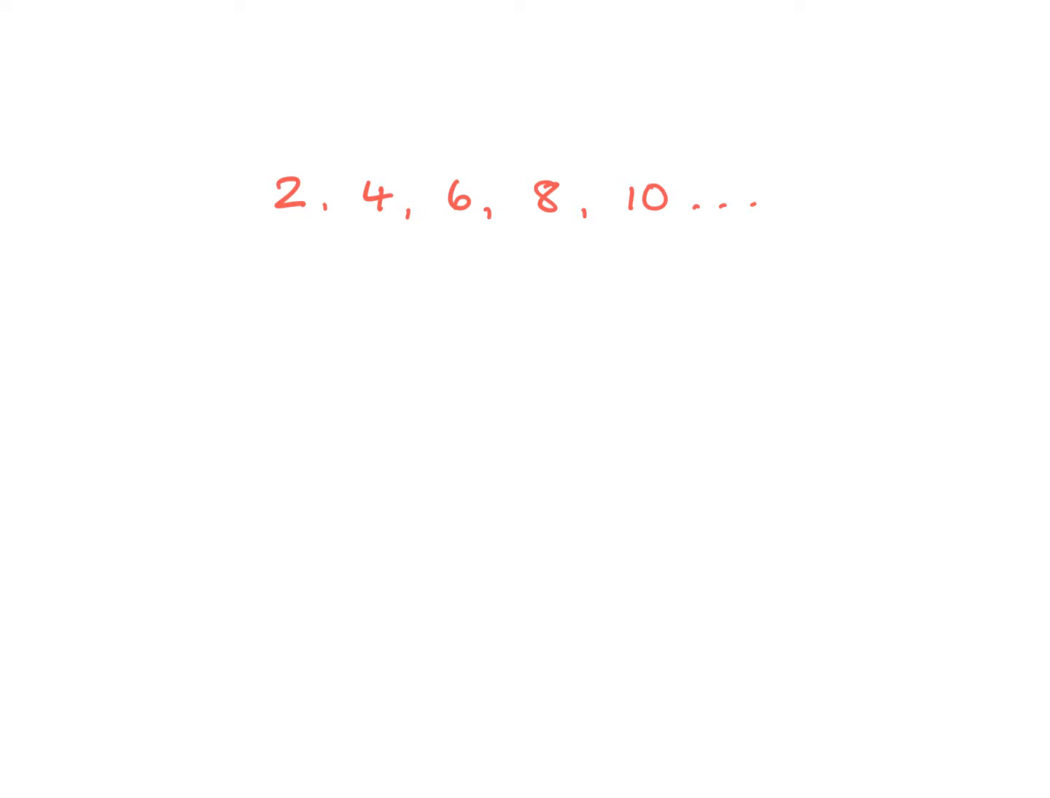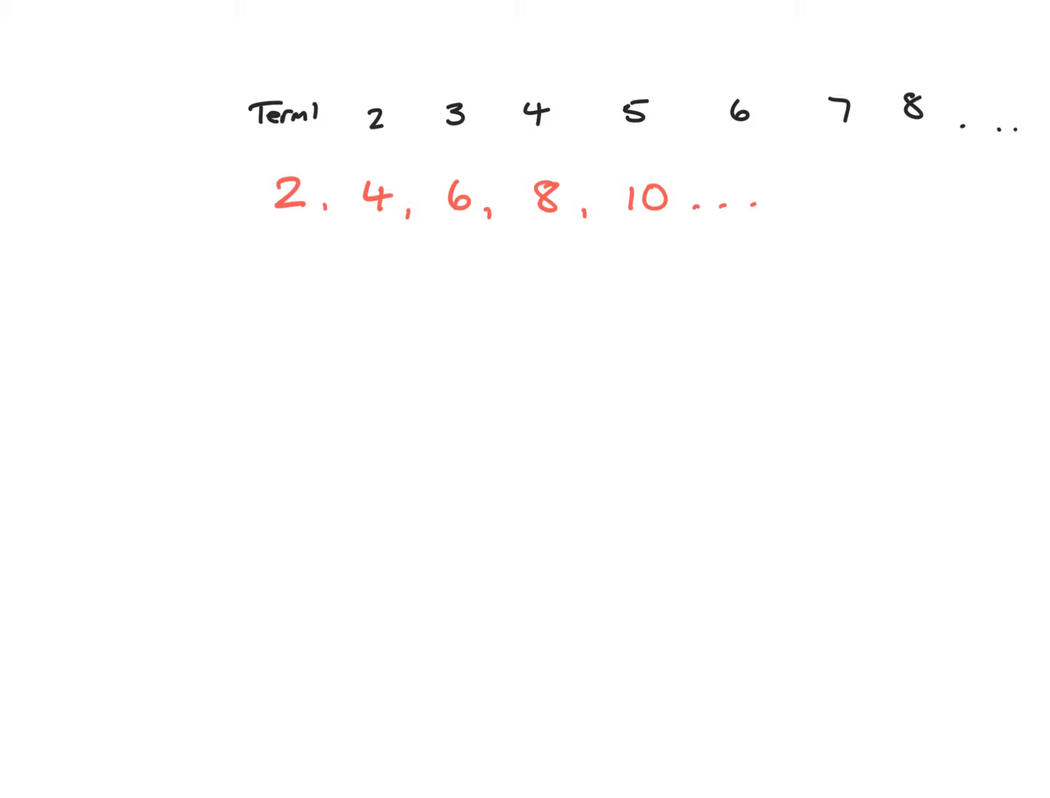Another way we can do it is having a look at this sequence of numbers, 2, 4, 6, 8, 10. We could say that this first number is term 1, and this would be term 2, this would be term 3, term 4, term 5, 6, 7, 8, and so it goes on. Okay. And if we know what the rule is, we know that this is 2, 4, 6, 8, so it's actually our 2 times tables.